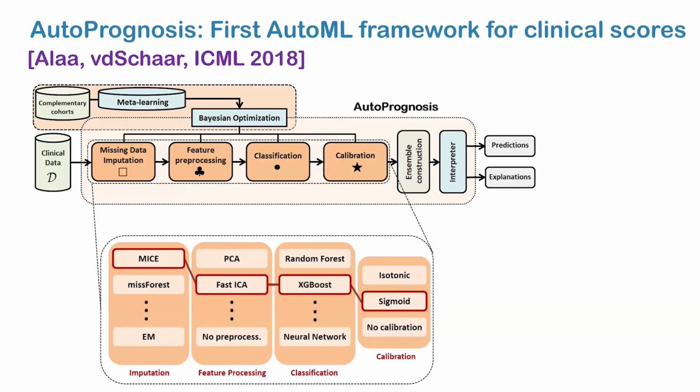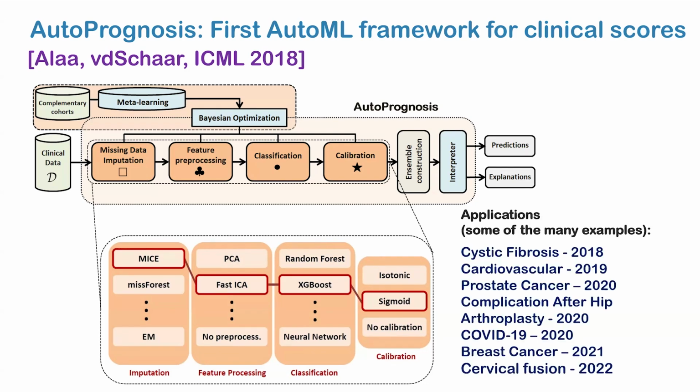And early on, together with the former student Ahmed Alaa, we built the first AutoML framework for clinical scores, which was not just a classification tool, but really did much more, did entire pipelines, dealt with missing data imputation, feature processing, classification, and calibration, issued predictions as well as explanations, and through a process called meta-learning was able to learn from complementary cohorts. And then together with collaborators, we went and started to use this tool in numerous applications.